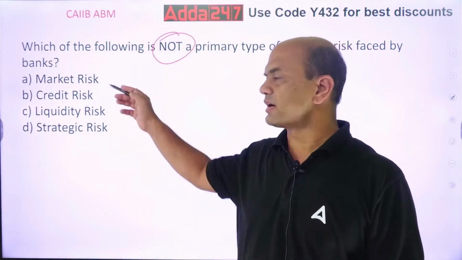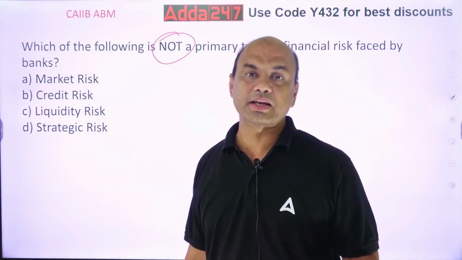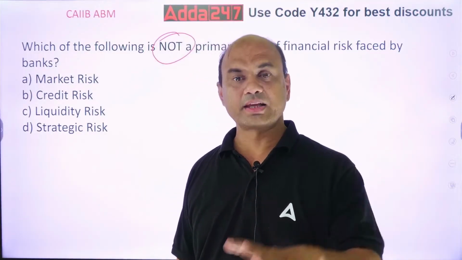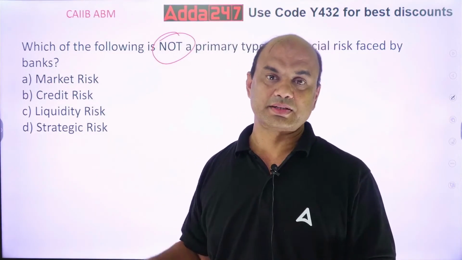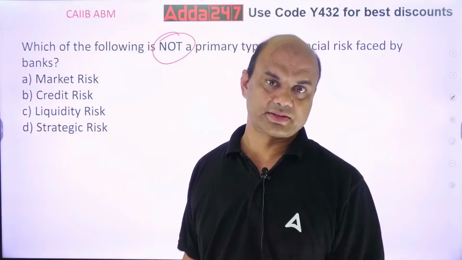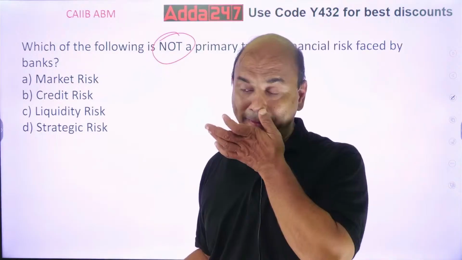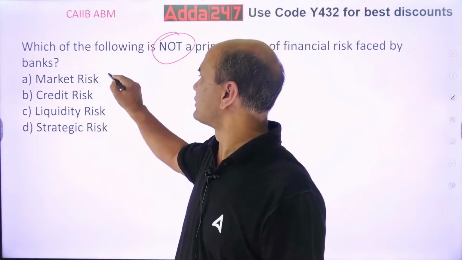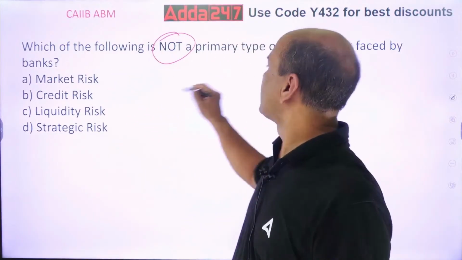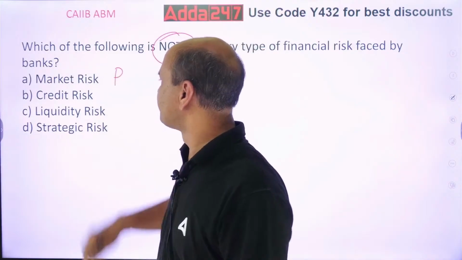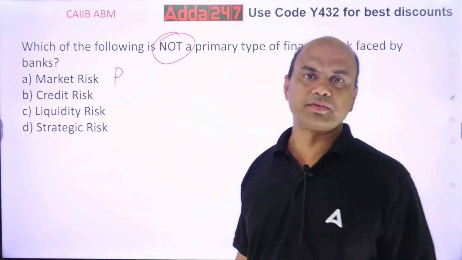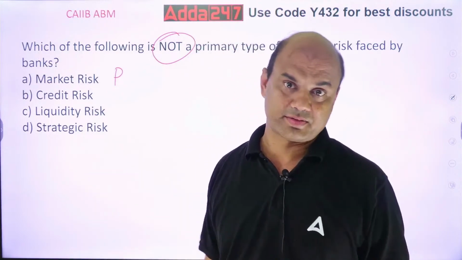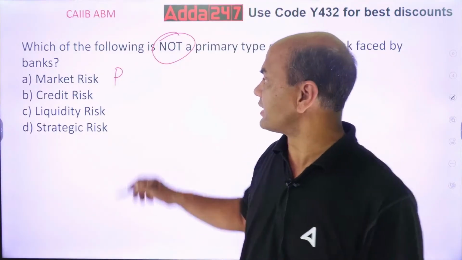What is market risk? Market risk means any risk which is not in your hands. USA attacking somebody, Russia attacking somebody, China attacking somebody, and the oil prices rise. Not in your hands, but your financial loss will be there. So this is a primary type. Credit risk means I give the loan to somebody and that person never pays back. Default. So that is again a primary type.